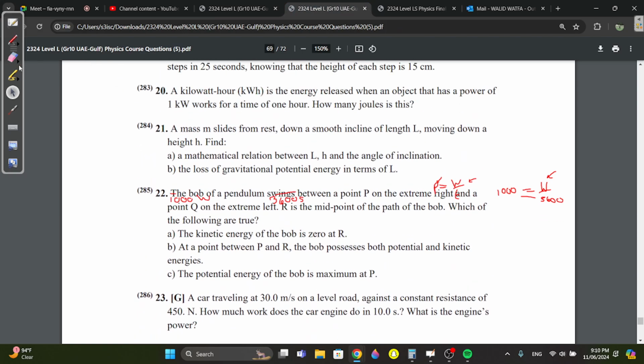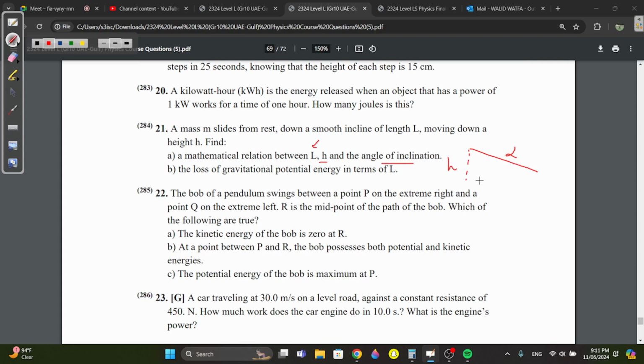Question 21. A mass m slides from rest down a smooth incline of length L, moving down a height h. Find a mathematical relation between L, h, and the angle of inclination. So this is obviously a right angle triangle, and the angle of inclination is called alpha. This is L. We have the opposite and the hypotenuse, so sine alpha equals the opposite side h over L. So we could say L sine alpha, if you just cross multiply, equals h.